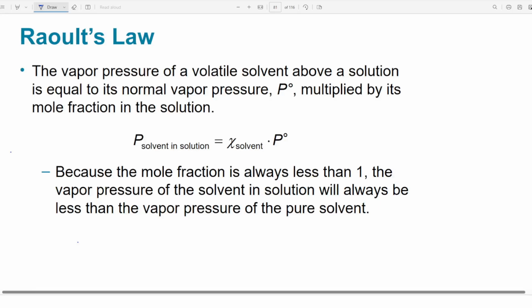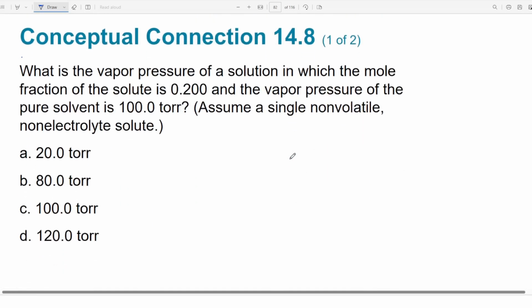We'll apply this information with Raoult's law, which states that the vapor pressure in solution is equal to the mole fraction of the solvent times the vapor pressure of the pure solvent. What's the vapor pressure of a solution in which the mole fraction of the solute is 0.2 and the vapor pressure of the pure solvent is 100? Assuming a single non-volatile, non-electrolyte solute.